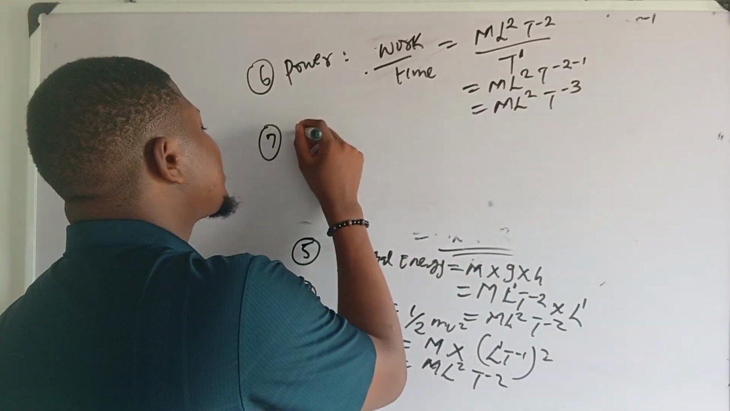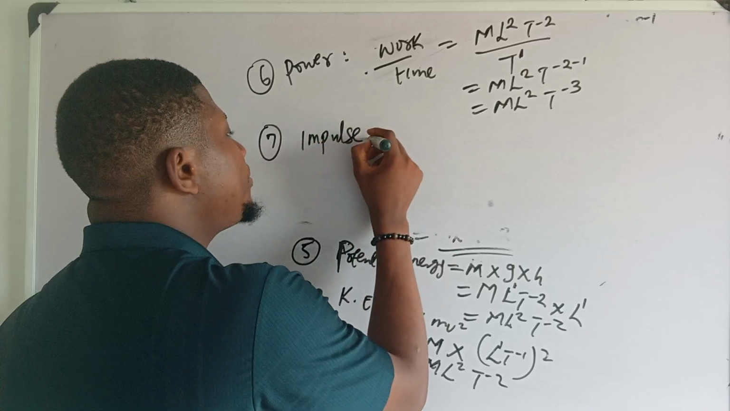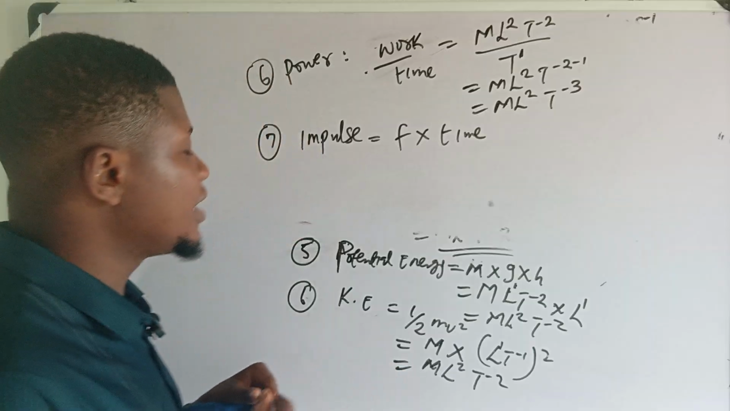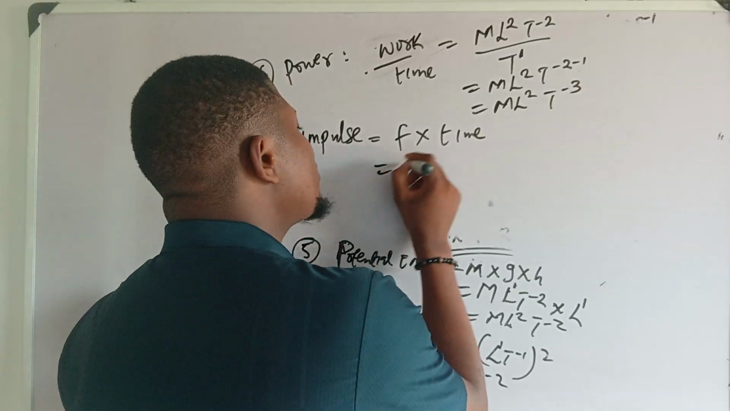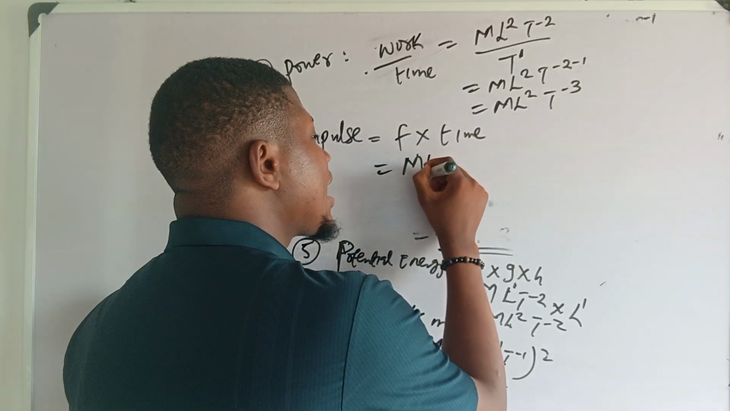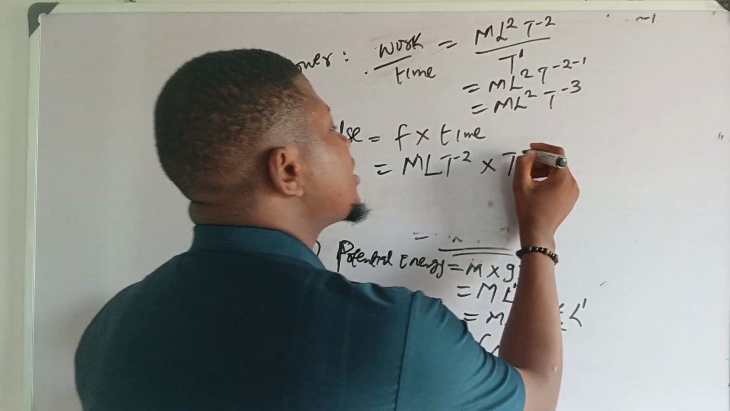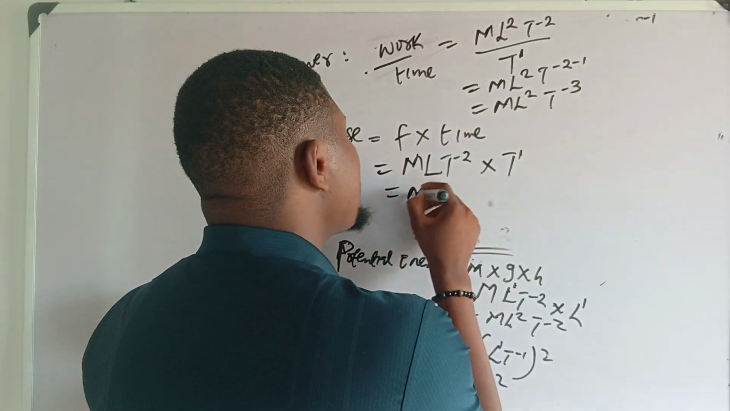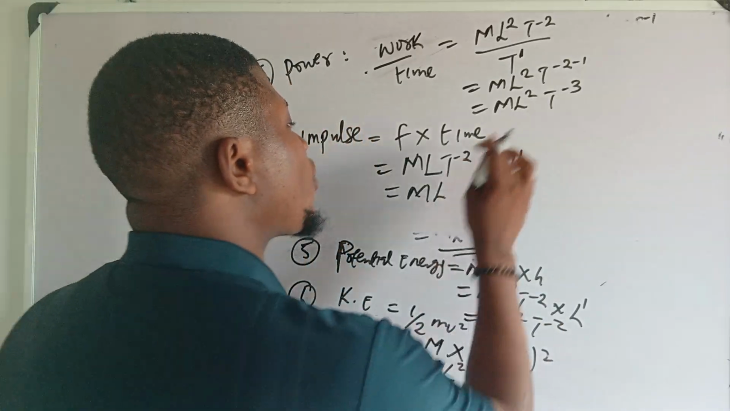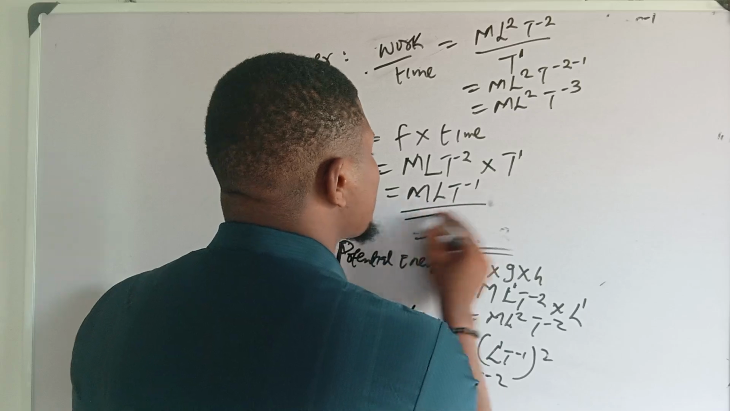Power. Any question? Okay, then let's look at number 7. Number 7 is impulse. Impulse is force times time. And force is mass times acceleration, which is MLT minus 2, times time, which is T. This is raised to power 1. This is ML, minus 2 plus 1, which is minus 1. MLT minus 1. So this is the dimension of what?